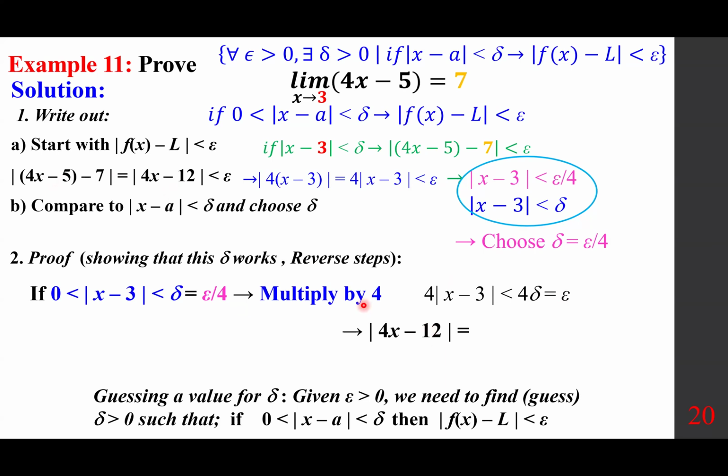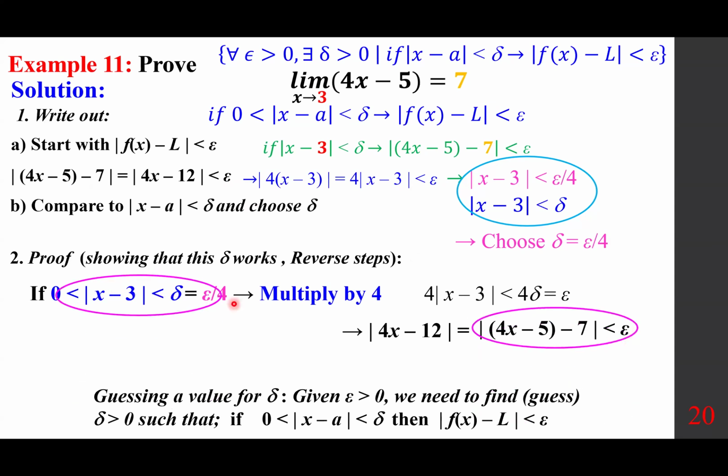So just write minus 12 as minus 5 minus 7. Again, just look at your work. Trace it back. So make it look like that. The absolute value of 4x minus 5 minus 7 is less than epsilon. And now, when we combine these two, that gives us the expression here, and we write them together.